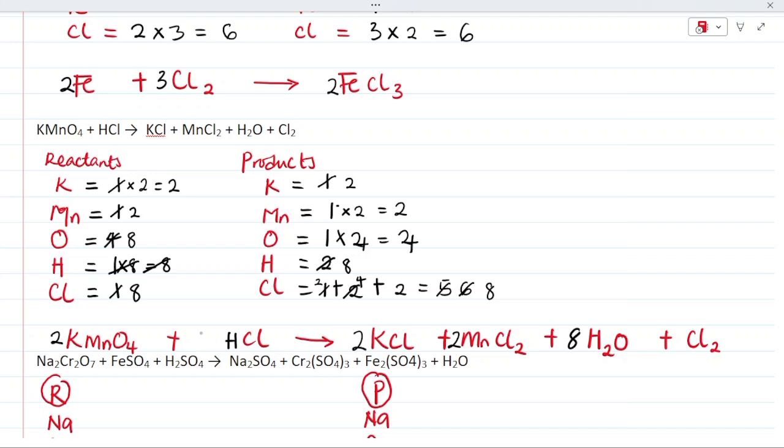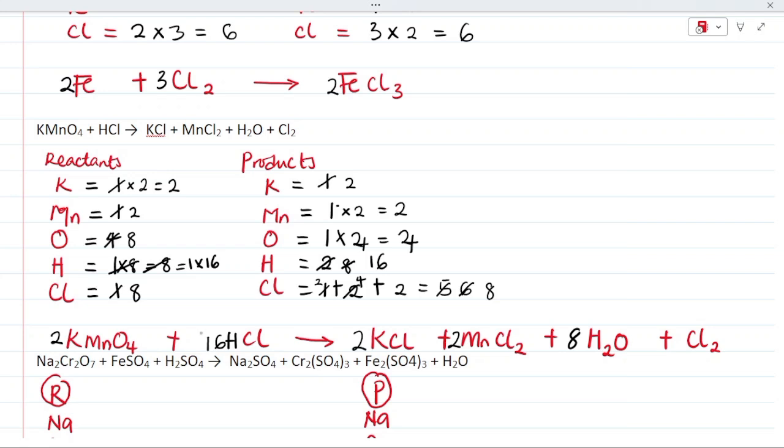But here hydrogen is just 1. Multiply by 16 to become 16. We had to adjust it. It was 8 before, but now it is 16. 8 times 2 is 16. So multiply by 16 becomes 16.